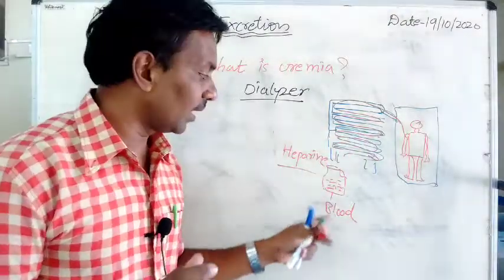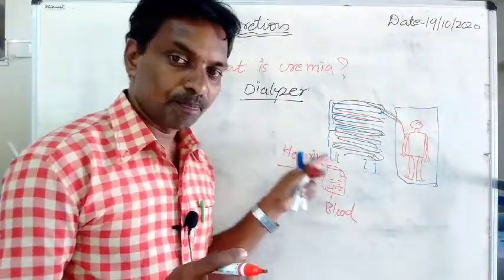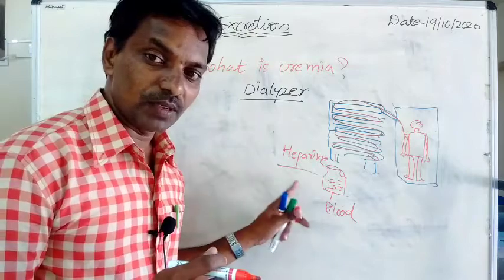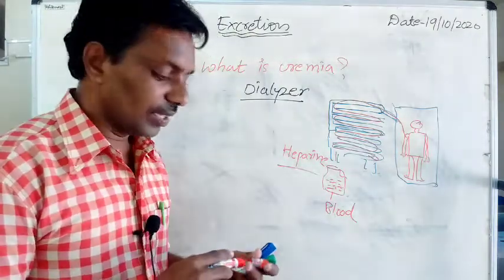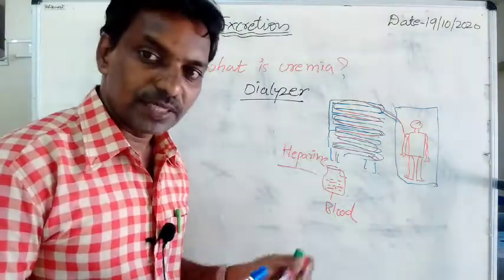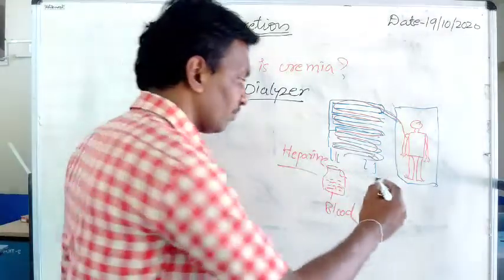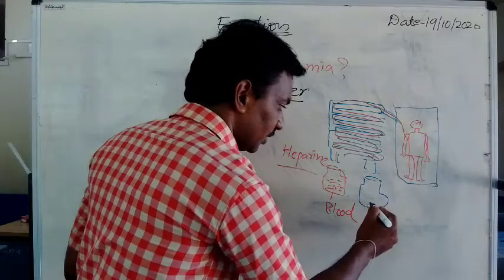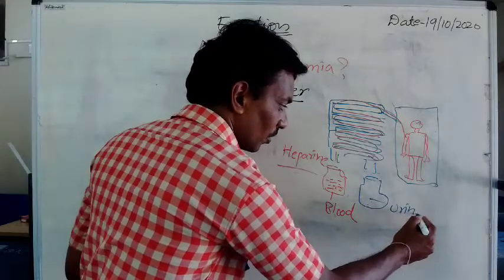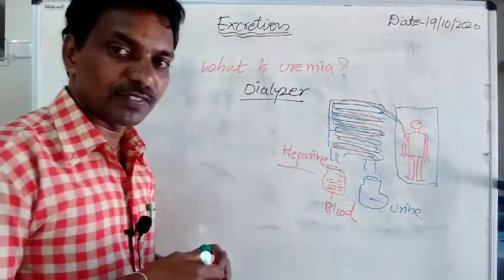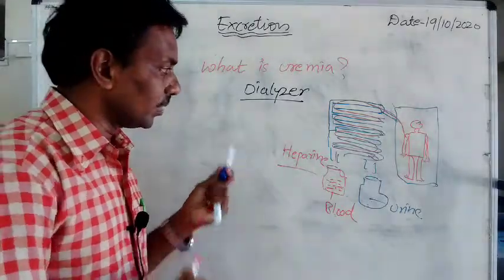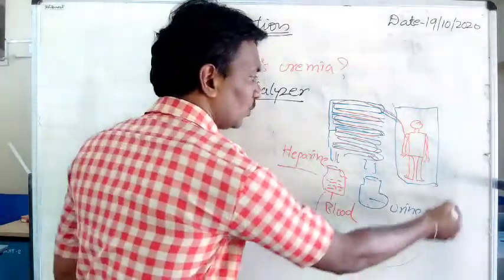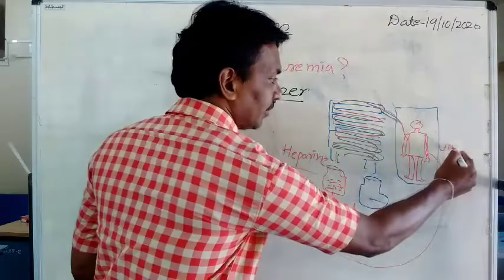It can move and be purified, and the blood is collected in another bottle. In another bottle, the waste materials along with the urine are collected. This is the urine, and here is the blood. After that, what will happen? This blood is injected again into the person's vein.